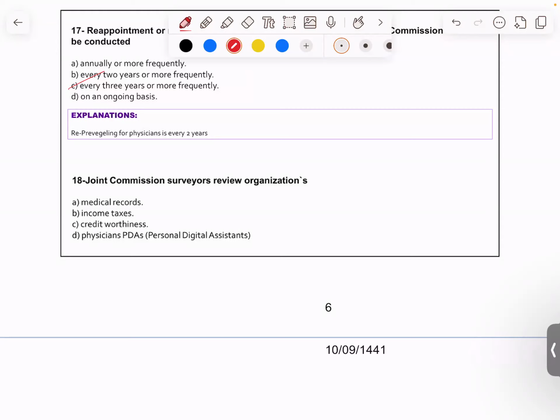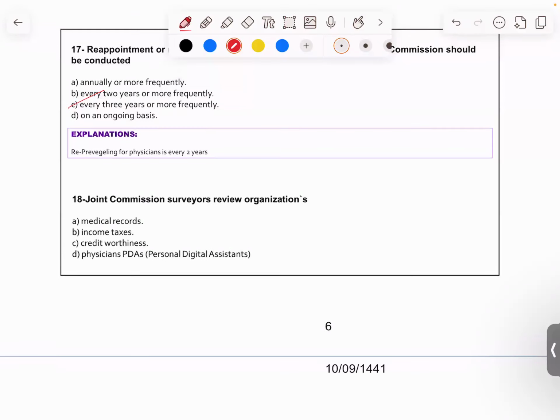If a healthcare organization is undergoing accreditation, but JCI is not mentioned, how often should it be reviewed? Every 2 years, as per general healthcare policies. So in an exam, if JCI is mentioned, choose 3. If JCI is not mentioned, choose 2.